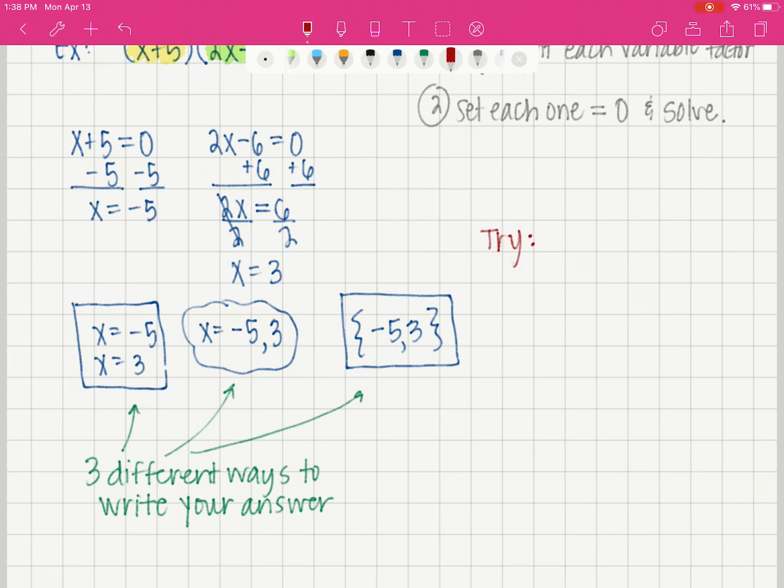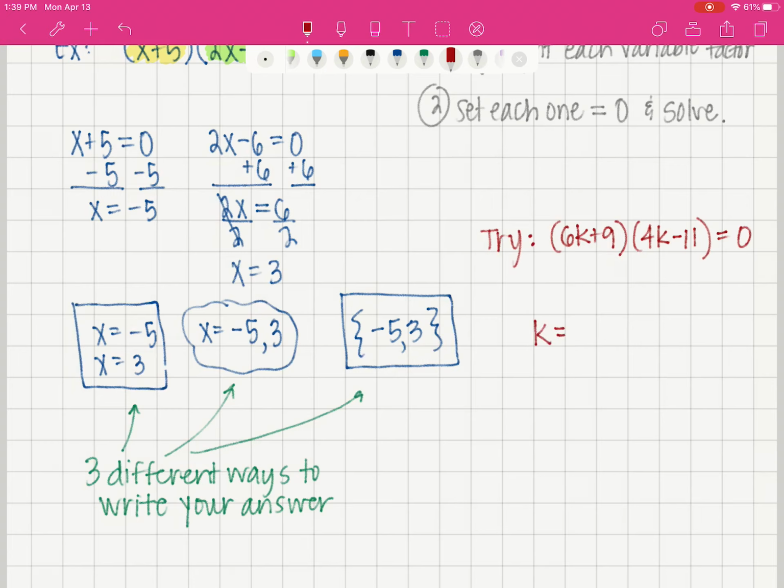Okay, let's try one. You're going to try this problem. We've got 6k plus 9 times 4k minus 11 equals 0. See if you can solve for k. When you're ready to reveal the answer, press play. So make sure you're pressing pause so that the answer doesn't come before you actually work out the problem.